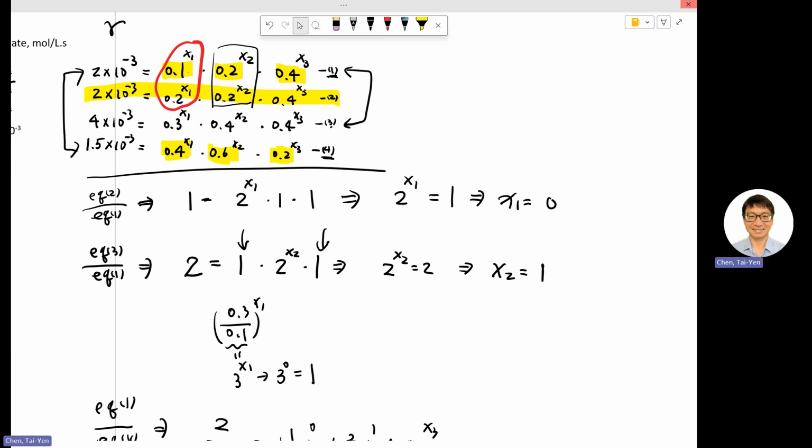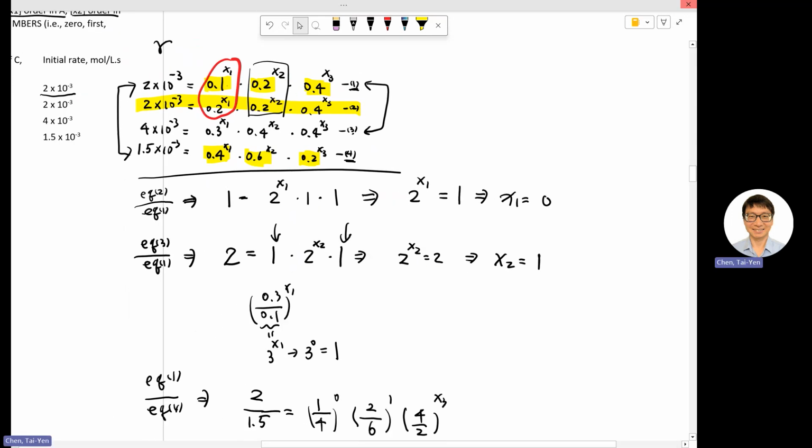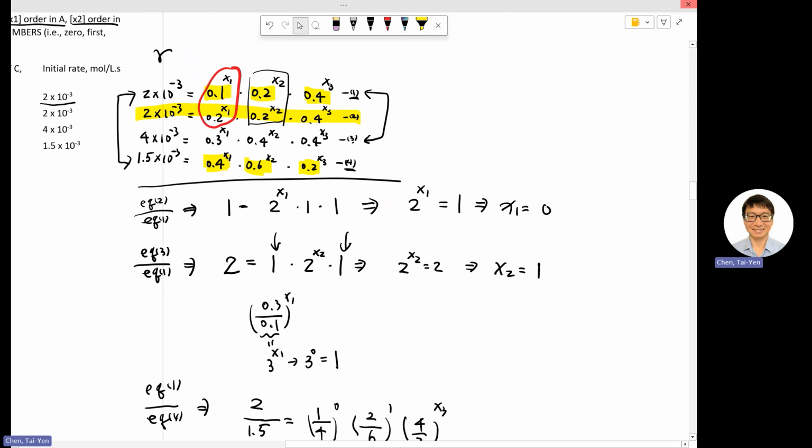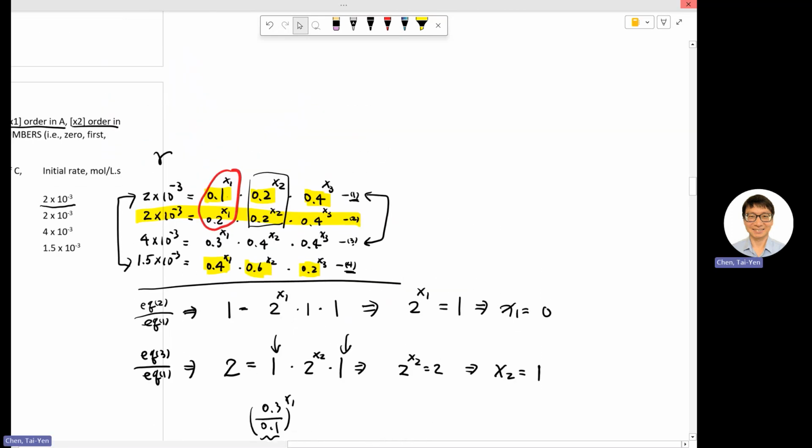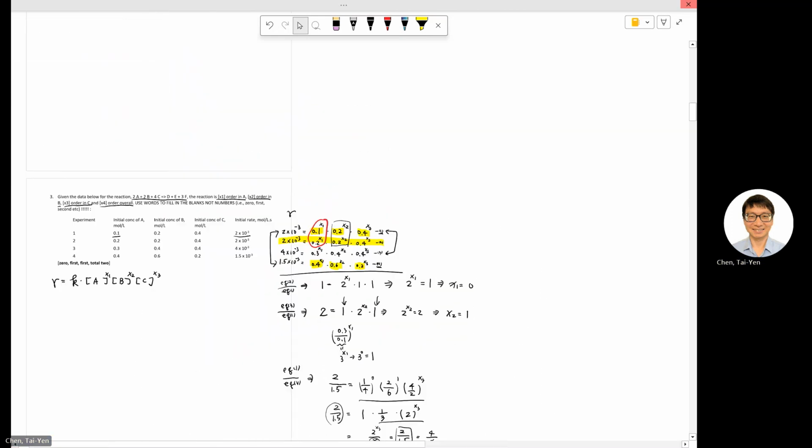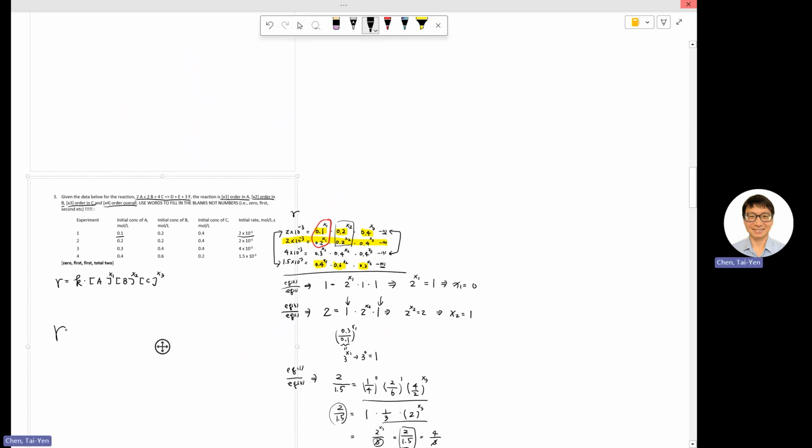So now you know your x1 is 0, x2 is 1, x3 is 2. Therefore, your rate is going to equal k times a to the 0th power, b to the 1st power, c to the 2nd power. And then the overall reaction order is 3, because 0 plus 1 plus 2 equals 3.